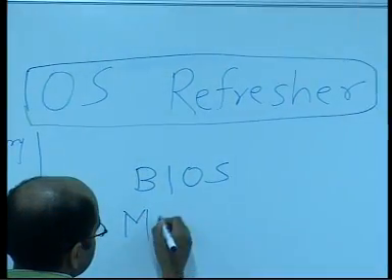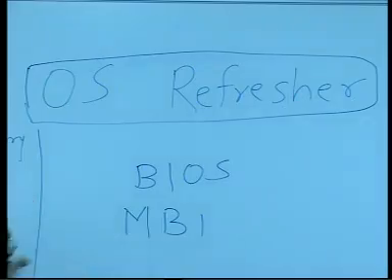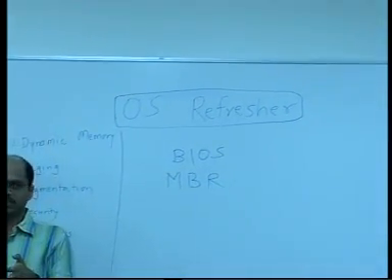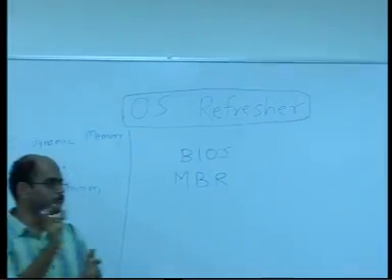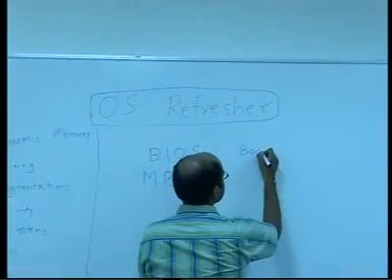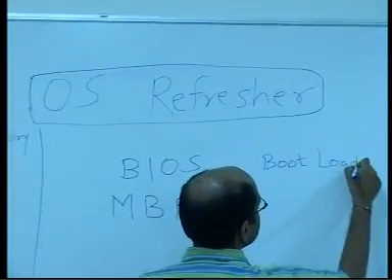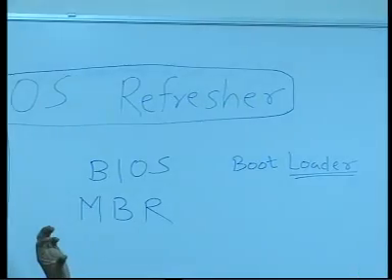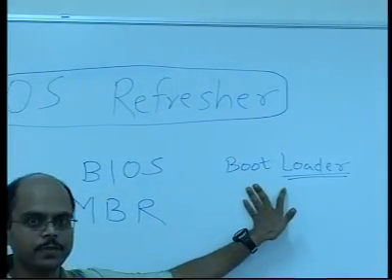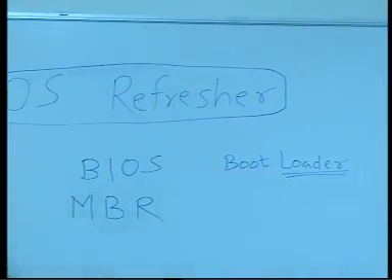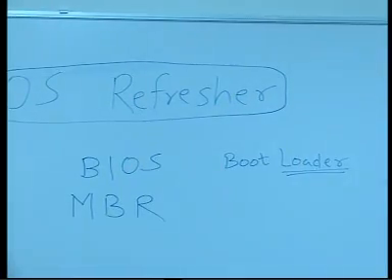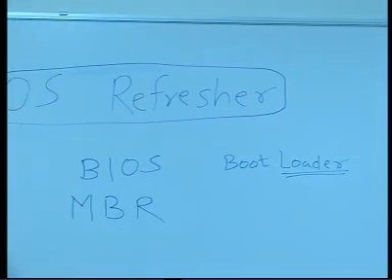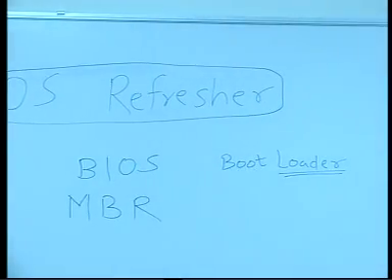Then, next. So boot loader by the way is a program, right? It's not a location. By definition, it is a boot loader, so it is going to load something. So what will it load? The operating system. Where will it find the operating system? Starting address at MBR, master boot record.